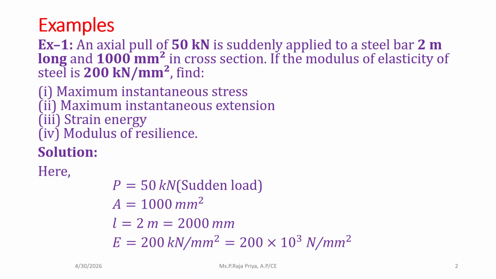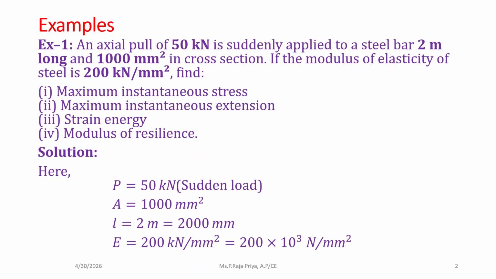Before going to the solution, have a look into the problem and identify what type of load is given. Here it is given as suddenly applied loading and the value of the load is given as 50 kilonewton. Area is given as 1000 mm square. Length is given as 2 meter.